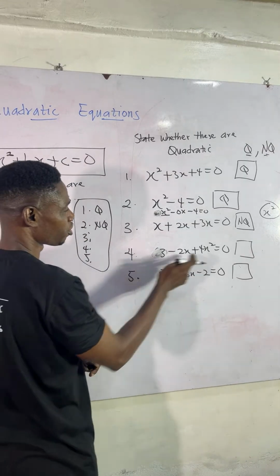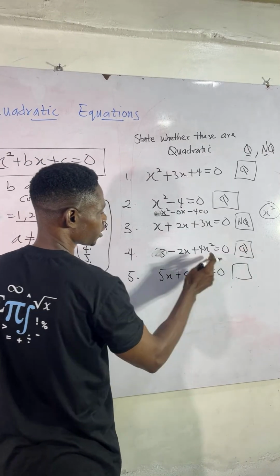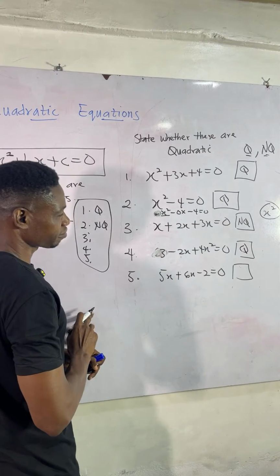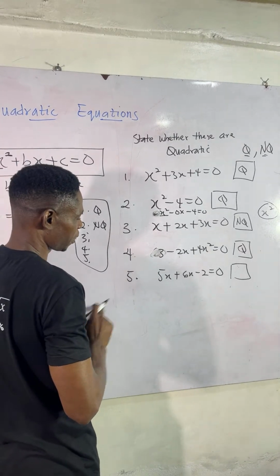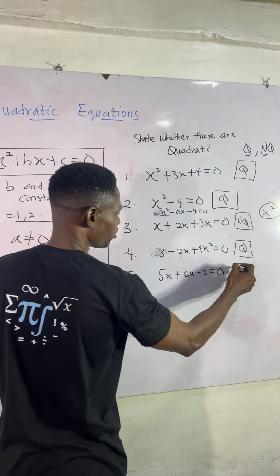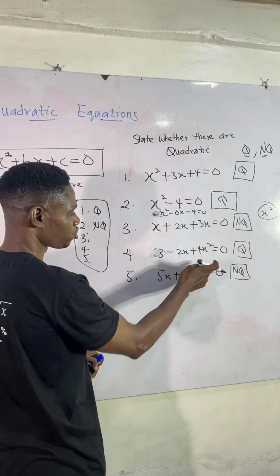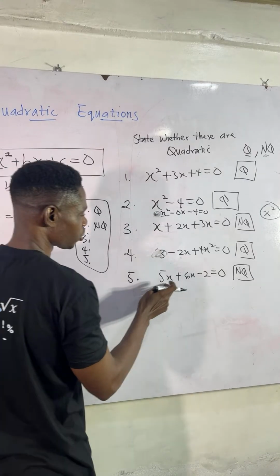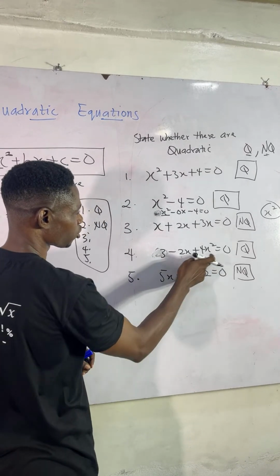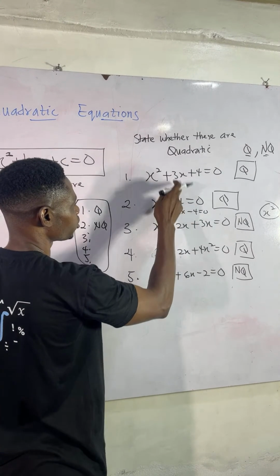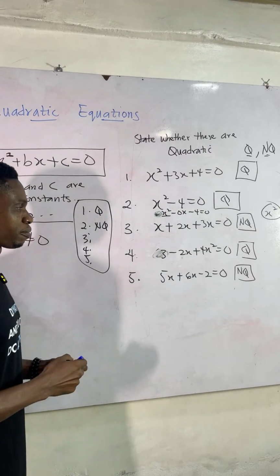How about 4? It is quadratic because you have your x squared. And what of 5? Not quadratic. Why is it not quadratic? The power of 2 is missing. So this is of degree 1. This is a linear equation. Quadratic, linear, quadratic, and quadratic.